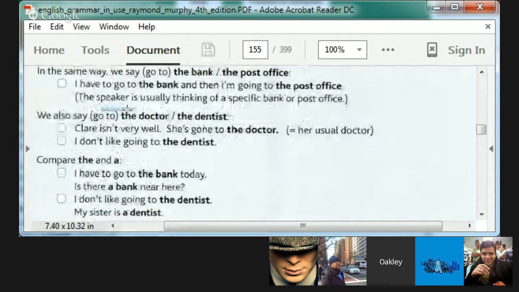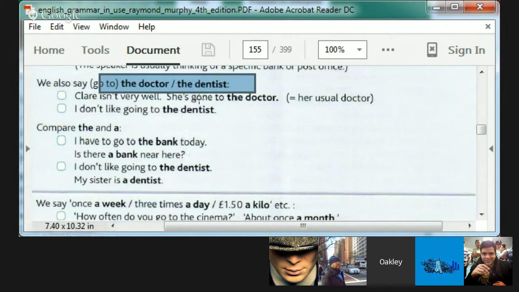Also, same idea, same concept, the doctor, the dentist. Obviously, people, generally speaking, have a regular dentist they go to, or a regular doctor. Again, if I broke my arm, I need to see a doctor. It doesn't matter which doctor, just somebody who can fix my arm. Okay? So, if you say the dentist or the doctor, you know which one. The speaker knows which one they're talking about. And if you talk about a doctor or a dentist, it doesn't matter which one.